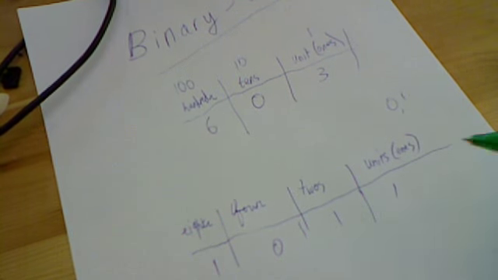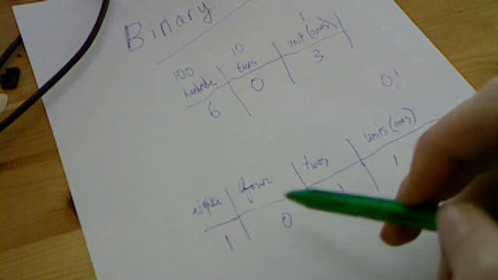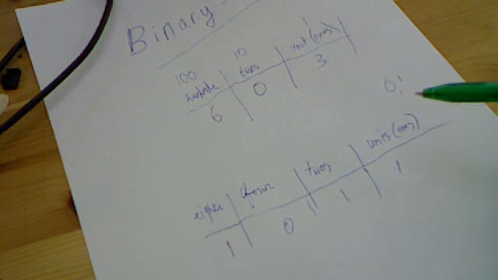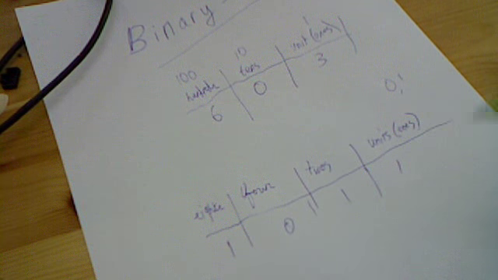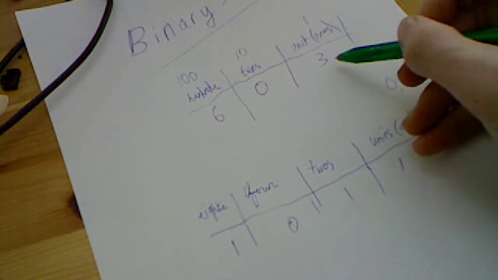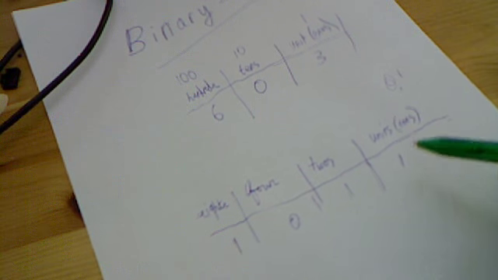Okay, so now we can write something like 1011. So that's 1 eight, 0 fours, 1 two, and 1 unit. So the way that you interpret this is basically the same way we go 6 hundred, 0 tens, 3 units. We just go 1 eight, so that's 8, plus 1 two, which is 10, plus 1 one, which is 11. So, you know, that's the way I like to look at it.